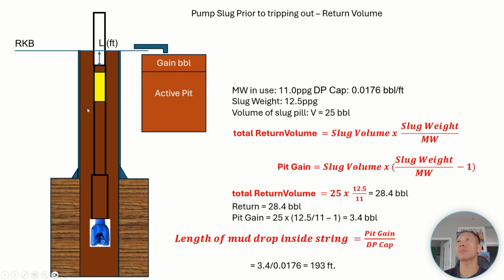Here is your well schematic. You have the drill string, and this yellow part here is the slug volume in here. Above it is a little volume of mud. You have the active pit here.